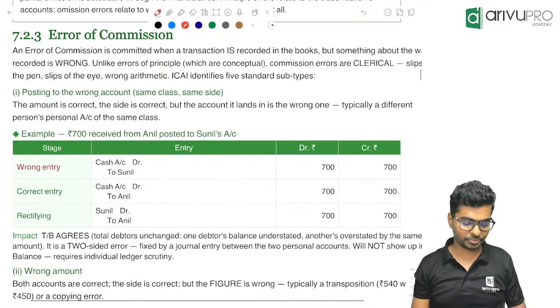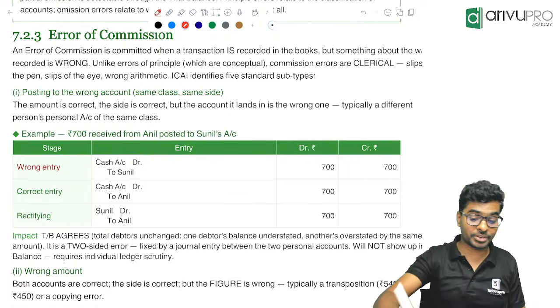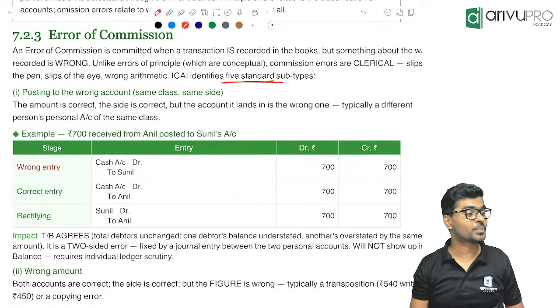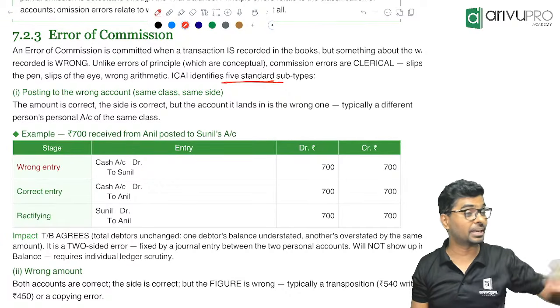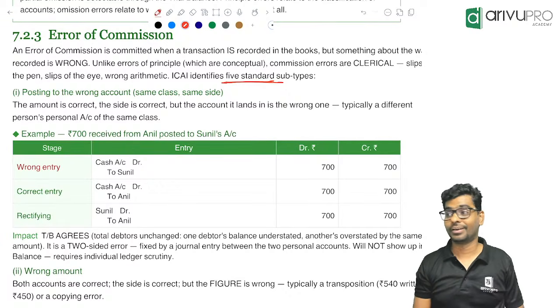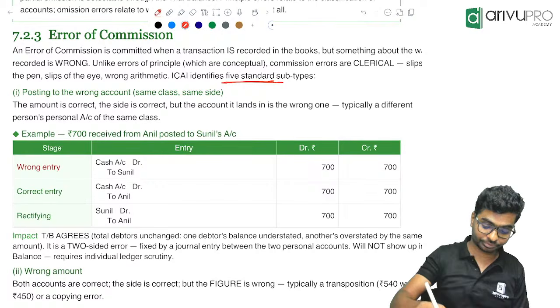Now, error of commission. Error of commission has how many types? 5 types are there. We are going to learn that. Okay. First one, look into it.